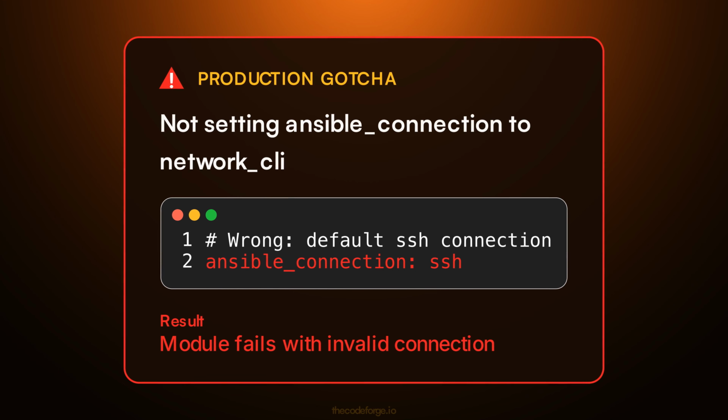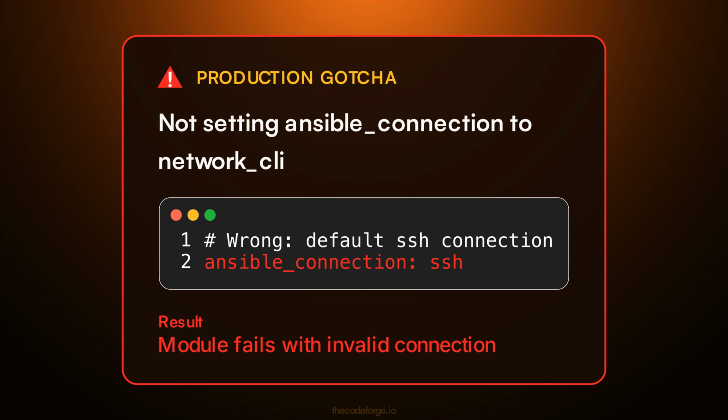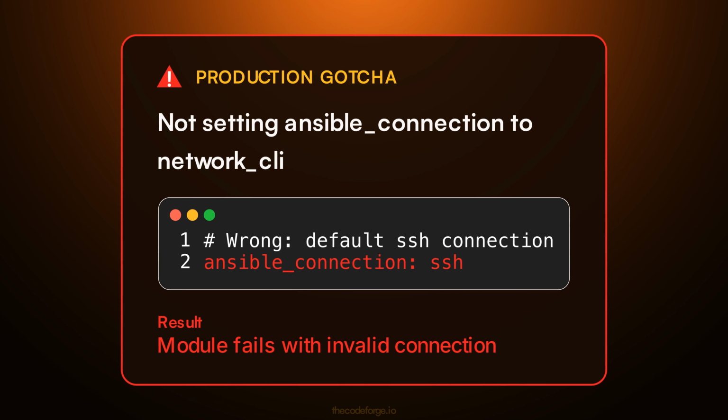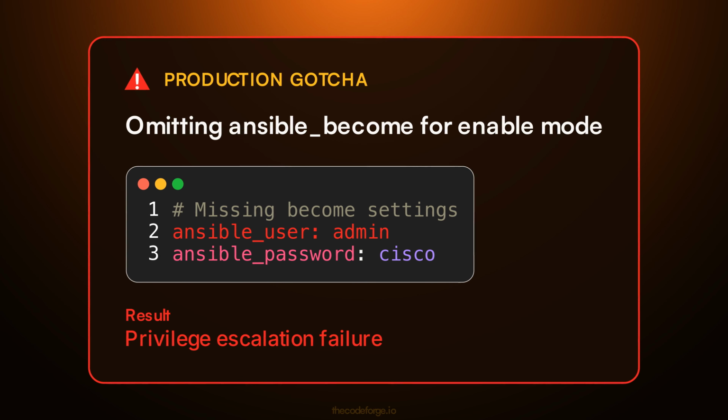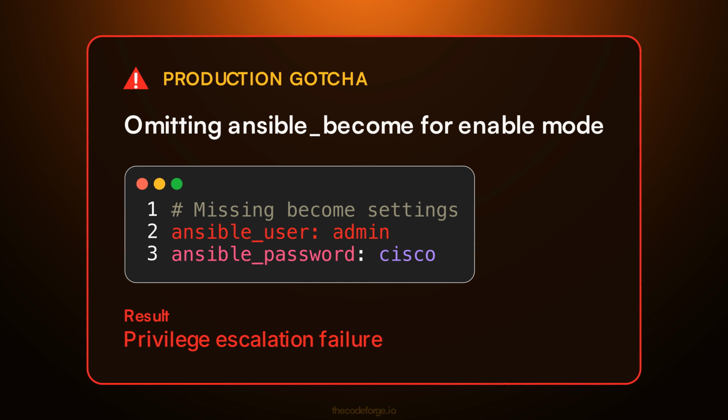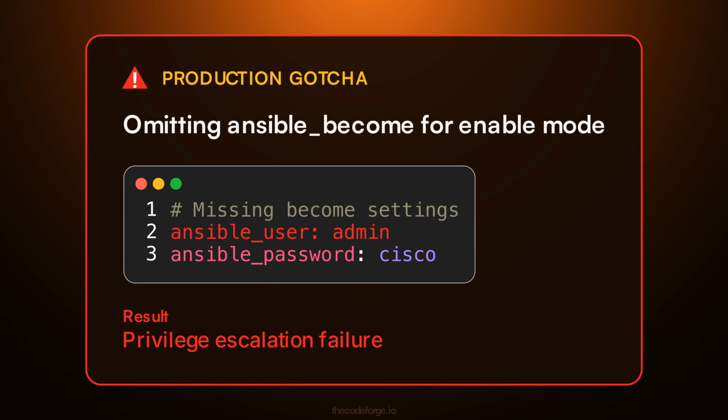If you don't set Ansible connection to ansible.netcommon.network_cli, network modules will fail because they expect the network_cli connection plugin. Always set it explicitly. Network devices require enable mode for configuration commands. If you omit ansible_become and ansible_become_method, the module will fail with a privilege escalation error. Always set ansible_become yes and ansible_become_method enable.